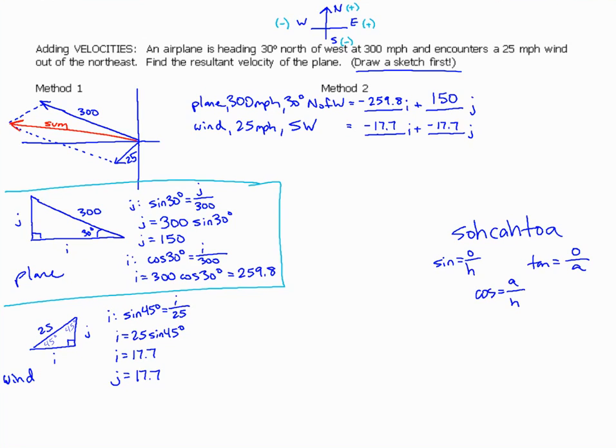So then we can find the sum of these vectors. So sum equals, here's the horizontal component, here's the vertical component. And so basically what we do is just draw a line here and add everything together. So negative 259.8 plus negative 17.7. The total of the horizontal components is negative 277.5.